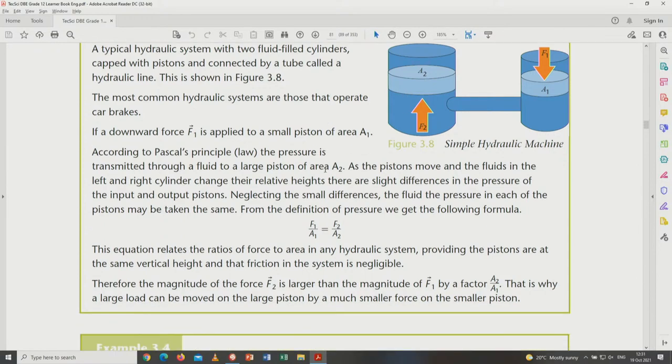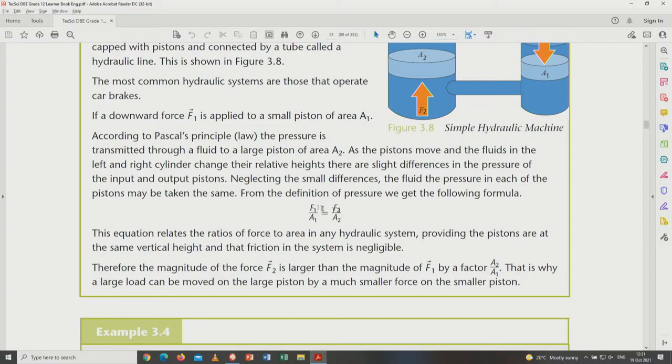Now, here is an explanation. According to Pascal's principle, the pressure is transmitted through a liquid to a large piston of area A2. If a downward force F1 is applied to a smaller piston of area A1, then that pressure, according to Pascal's law, is transmitted through a fluid to a large piston of area A2. As the pistons move and the fluids in the left and right cylinder change their relative heights, there are slight differences in the pressure of the input and the output pistons. Neglecting the small differences, the fluid pressure in each of the pistons may be taken the same. From the definition of pressure, we get the following formula.